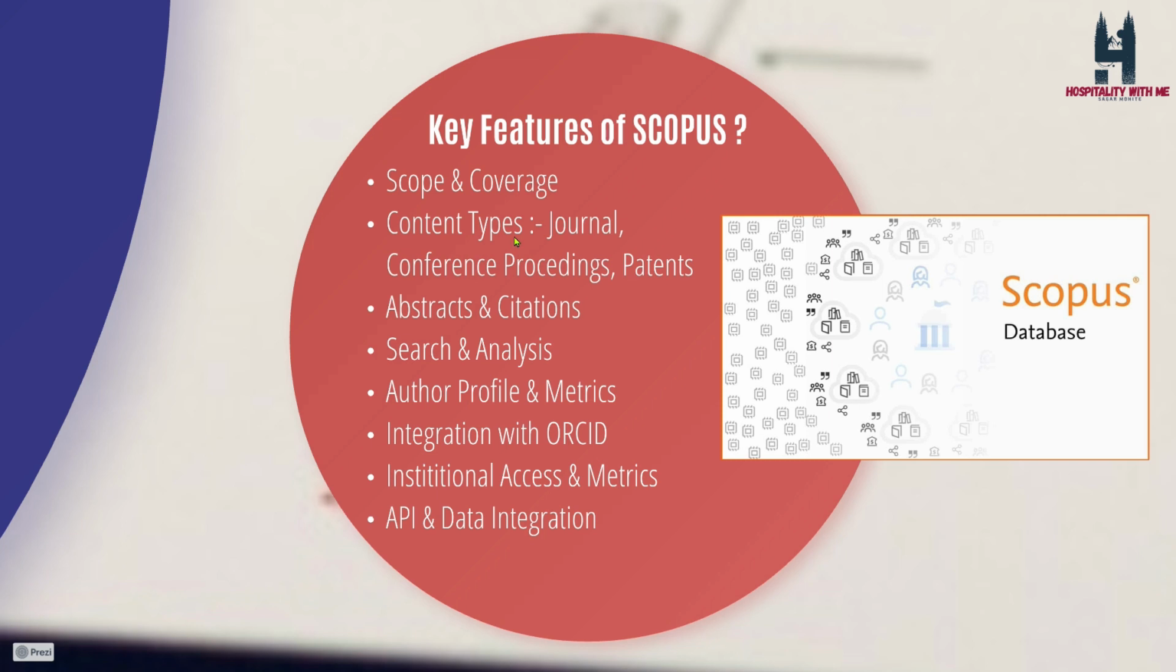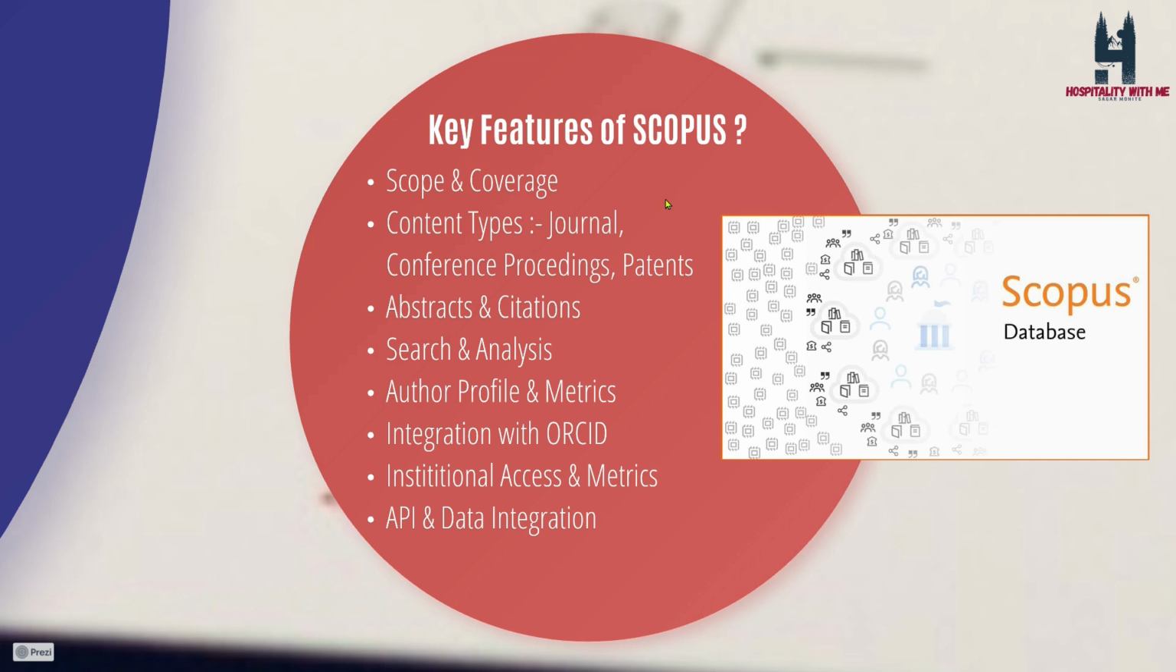Author profiles and metrics. Authors can create a profile in Scopus to showcase their publications, citations and h-index. These profiles can help researchers build academic reputations and connect with others in their field. Integration with ORCID, that is Open Researcher and Contributor ID, allowing researchers to link their Scopus profile with their ORCID ID to ensure proper attribution and recognition.